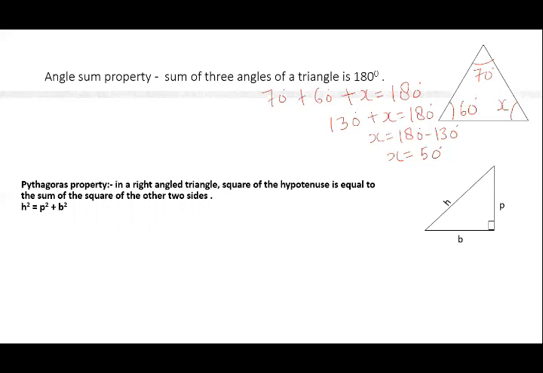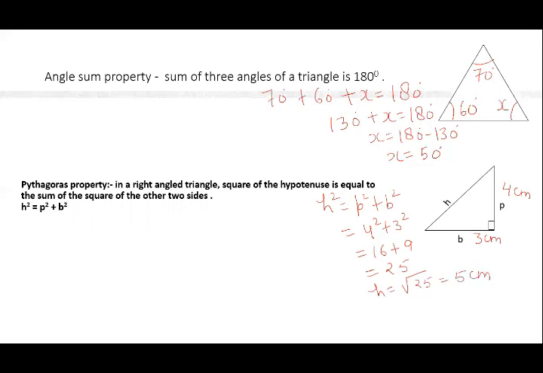If we are given any two sides, we can easily calculate the third side. Suppose we are given P as 4 centimeter and B as 3 centimeter. Then we can get H square is equal to P square plus B square. We can write 4 whole square plus 3 square, or you can get 16 plus 9, that is 25. Or you can say H is equal to square root of 25, which is nothing but 5 centimeter.